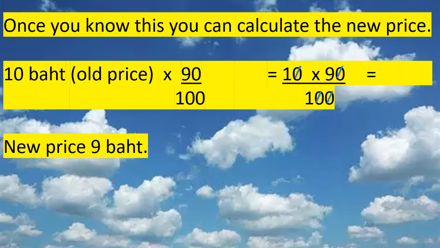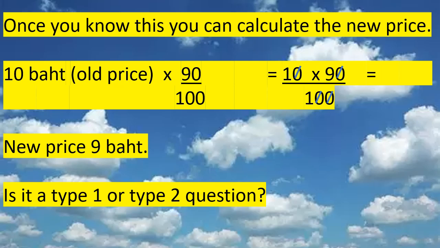Once you know this, you can calculate the new price. 10 baht was the old price times 90%. You make 90% into a fraction, 90 over 100. So you have 10 times 90 over 100. You can cross out 2 zeros on the top and 2 zeros on the bottom, and the new price is 9 baht.